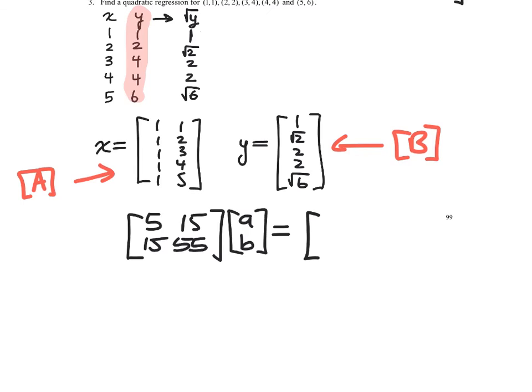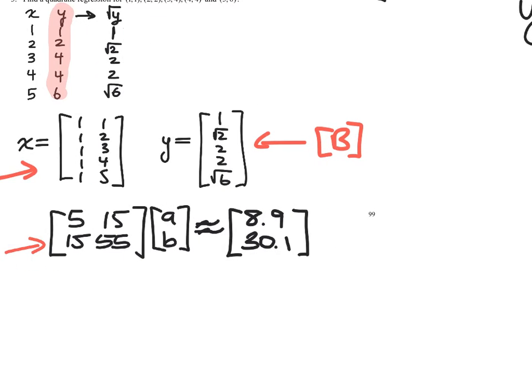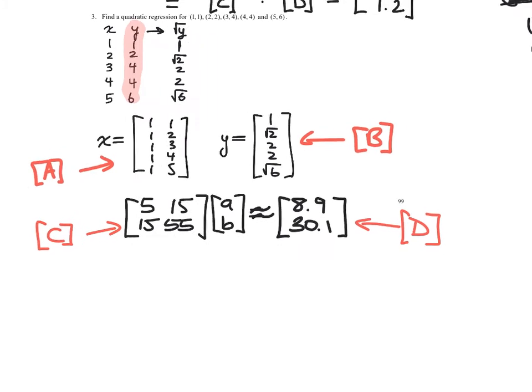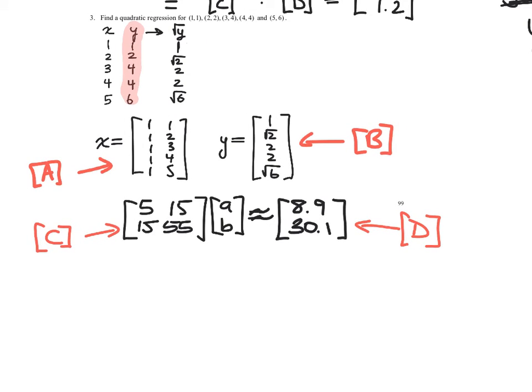I'll write it as an approximate. So I'll say it's approximately equal to 8.9 and 30.1. This got stored as C. I didn't change that from before, but I definitely want to store this as my new D. So store it in as D. That hideous decimal, as ugly as it is, is locked in there for D.